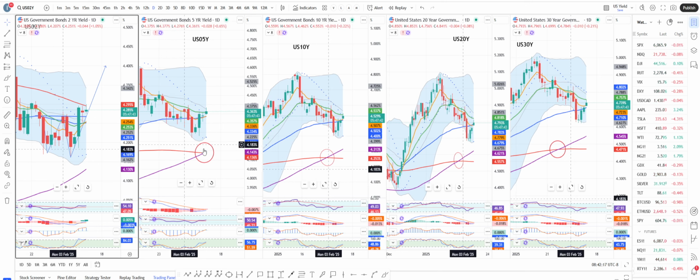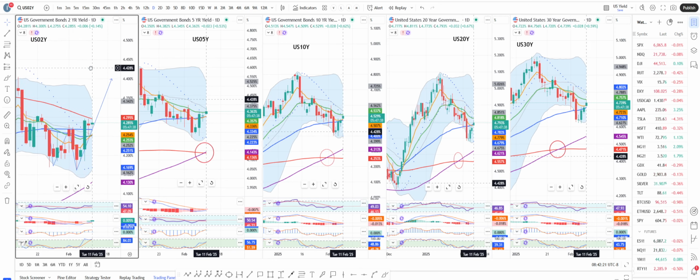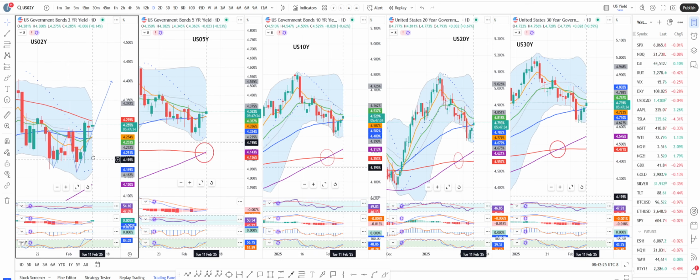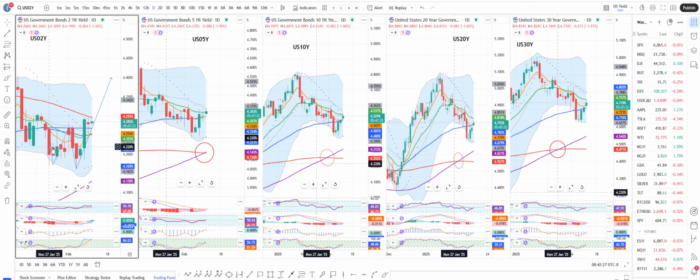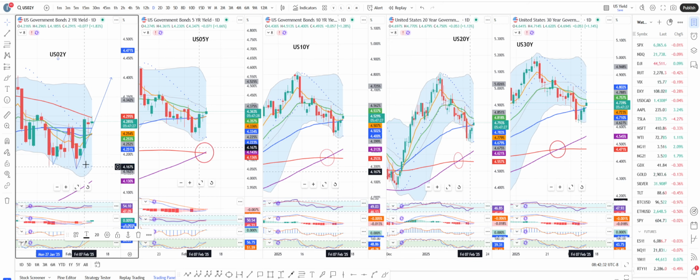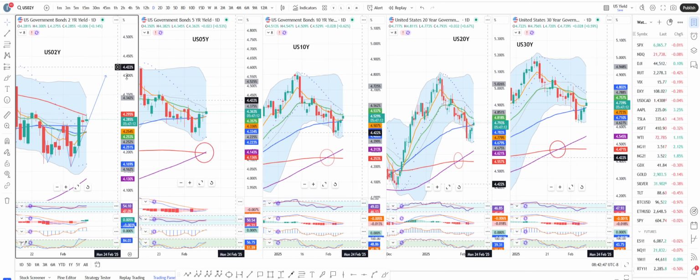This is the candle map of 2, 5, 10, 20, and 30-year yields. What we are seeing here is quite interesting. First of all, I'd like to mention that potentially the 2-year formed a double top, a double bottom, and right now is testing its 200-day moving average from the bottom. Technically, this consolidation may continue for a day or two, and after that I would expect a breakthrough.